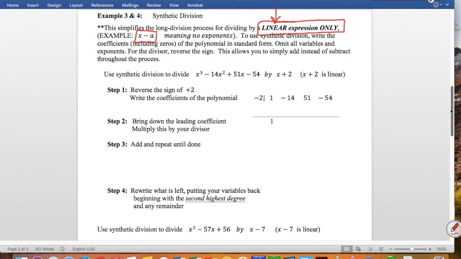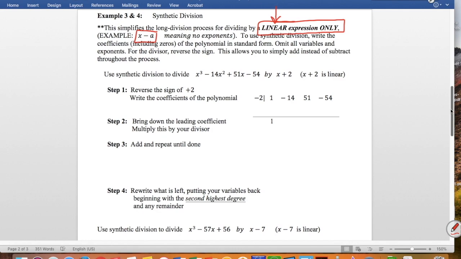It will not work like on our example 2. I could not use synthetic division. I would have to use long division because it had an x squared in it. So no exponents in your divisor. So to use synthetic division, you're going to write the coefficients, including zeros, of the polynomial in standard form. We'll talk about this in a minute. You'll understand how much easier this is.